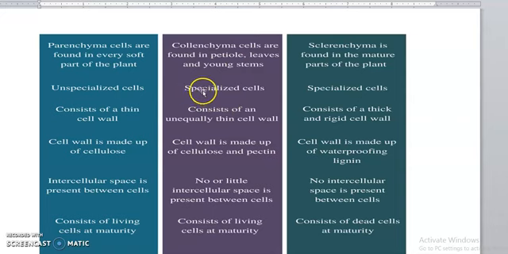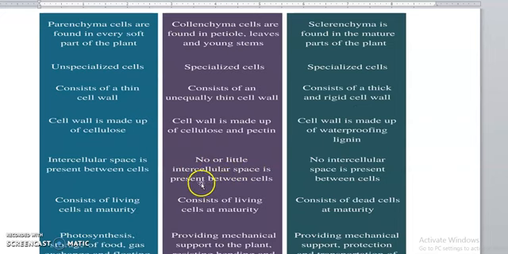They are considered as specialized cells. When I say specialized cells, it means they are already developed cells, not like the previous one. And they have their particular shape, their particular structure, and their particular function. They consist of an unequally thin cell wall. Depending on their location, the cell wall changes in thickness. Cell wall is made up of cellulose and pectin. This is the component in comparison to the first one, which is made only of cellulose. The second type, the collenchyma cells, are made of cellulose and pectin, which is a type of protein.